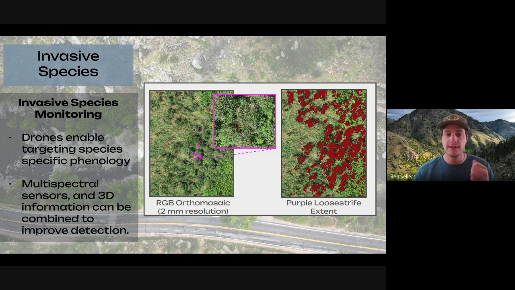As multispectral sensors are becoming more widespread, drones also offer a platform for automatic classification of invasive species, and there's a lot of exciting work being done out there. And I'd be happy to talk more about that afterwards.